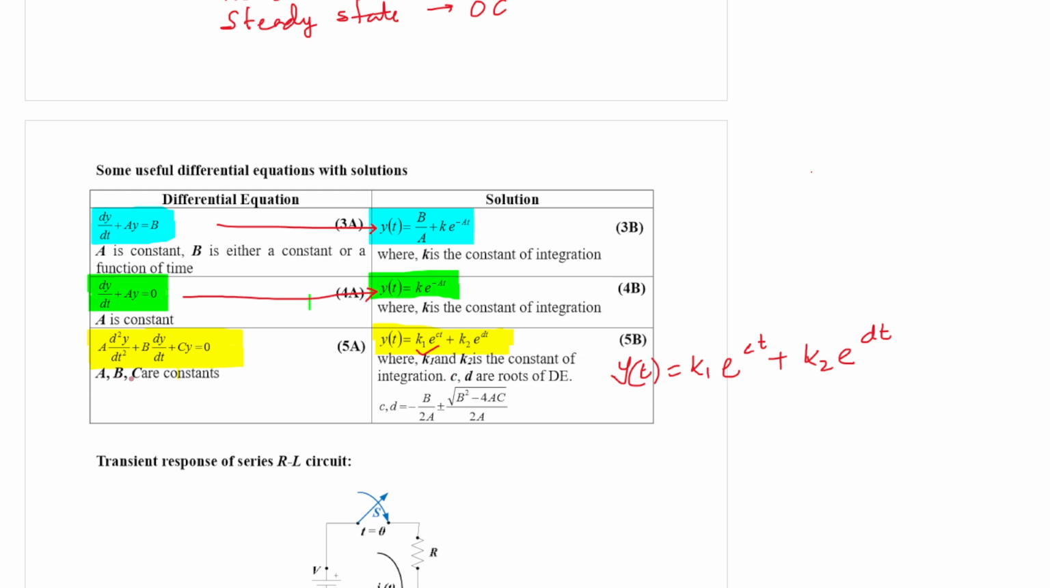This is the second order differential equation. So c and d become the roots, and the solution is from the well known formula, minus b by 2a plus minus root under b square minus 4ac by 2a. So if you come across this form, you can write the solution directly by this equation. Soon you will see these forms.